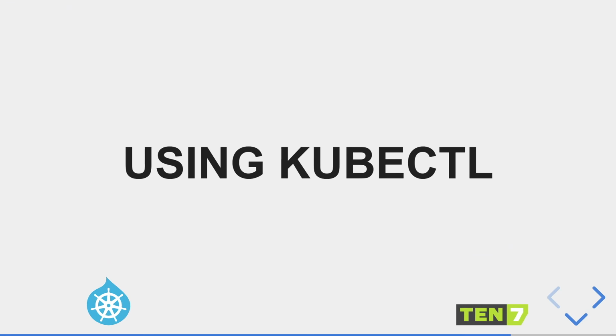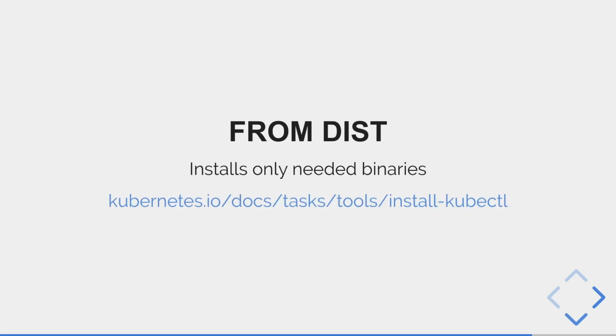Once we have our cluster up, we can start using kubectl. So first of all, where do we get kubectl? Well, there's multiple different options, and they have different pros and cons, depending on which ones you want to choose. The most simple, direct one is called using the dist, basically an archive. It installs only the needed binaries, only kubectl, and it's typically already compiled for your platform. You can find this at kubernetes.io/docs/tasks/tools/install-kubectl.